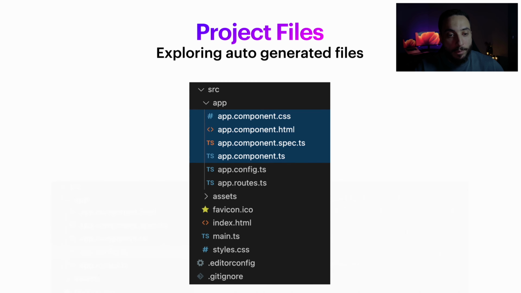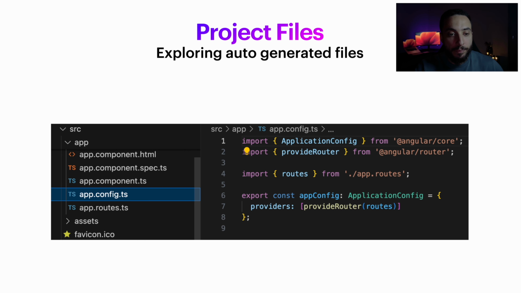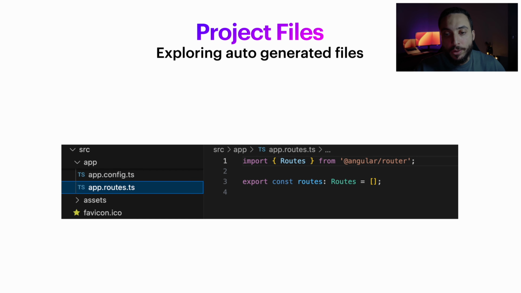We also have the app.config file. This is kind of a new file that Angular now creates that should contain all your providers and some other configuration that lived before in the main.ts file, but now it keeps your main.ts untouched and cleaner. We'll have a look at the main.ts file in a minute. After that, we have the routes file that should contain all your application routes.